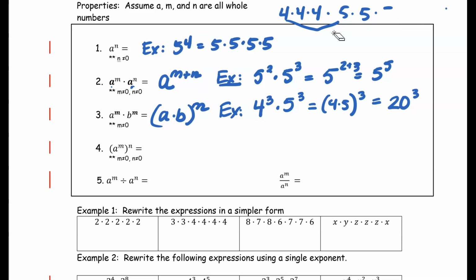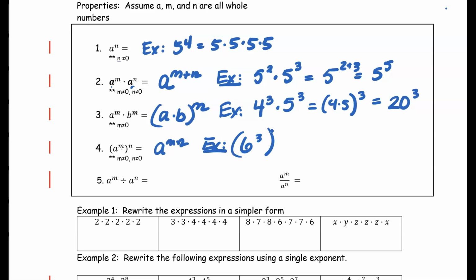Okay, so the next one, when you have a number to an exponent and then a number on the outside of the parentheses, you're going to multiply those together. So for example, if you had 6 to the 3rd power raised to the 5th power, that would be 6 to the 15th power.